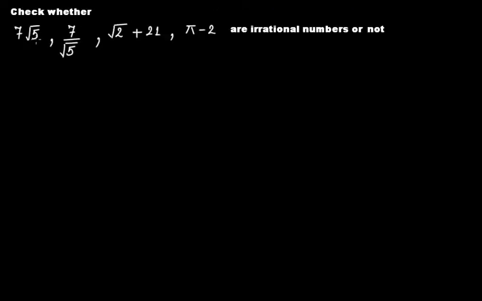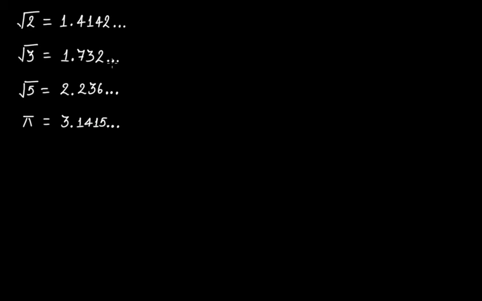Okay, check whether 7 multiplied by square root of 5, 7 divided by square root of 5, square root of 2 plus 21, and pi minus 2 are irrational numbers or not. Okay, first let's check this 7 multiplied by square root of 5. Now for our convenience, we have already calculated the values here. Let's take 2.236 for square root of 5.